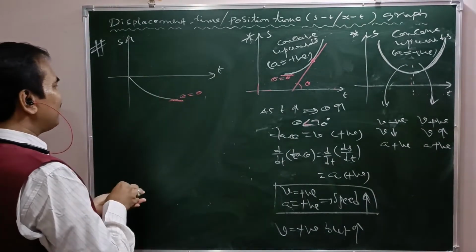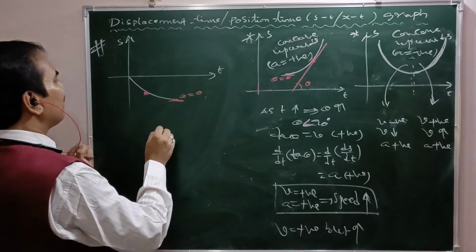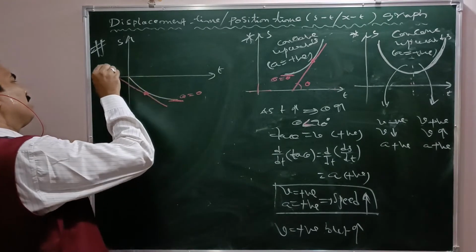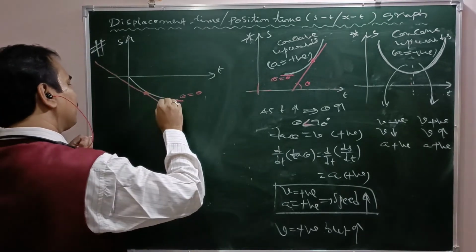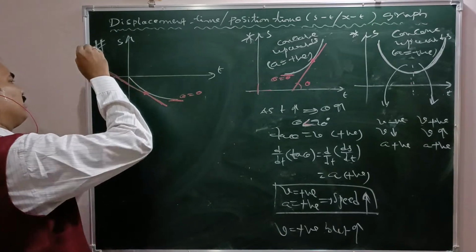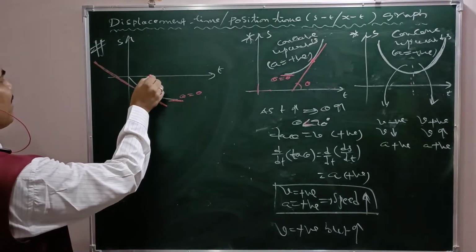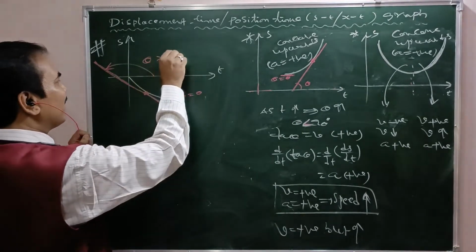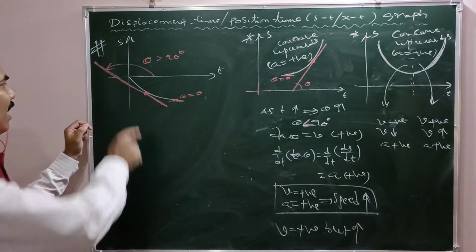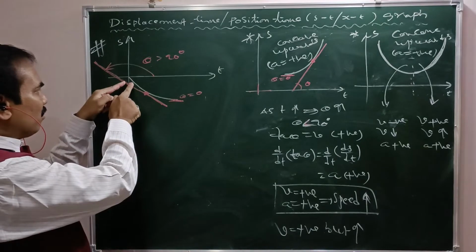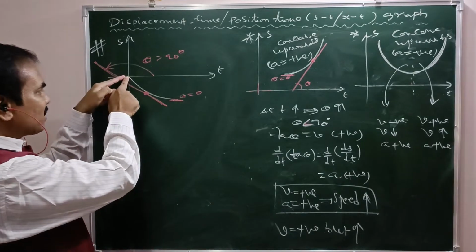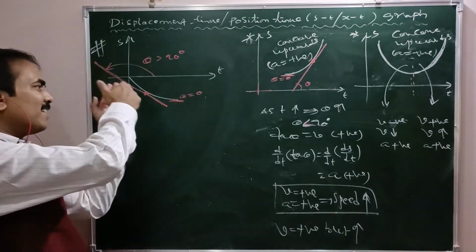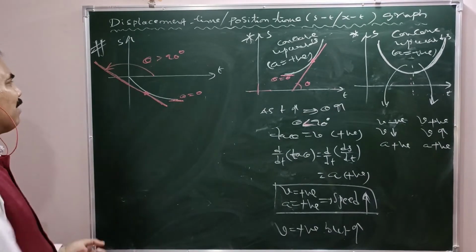Somewhere here, if I draw a tangent, see, I am drawing tangent to the curve like that. This is the tangent. See, this is the time axis or x axis. Angle made by the tangent with the time axis, that is theta, greater than 90. Means as time goes on, theta is decreasing from a fixed value up to 0. Right?